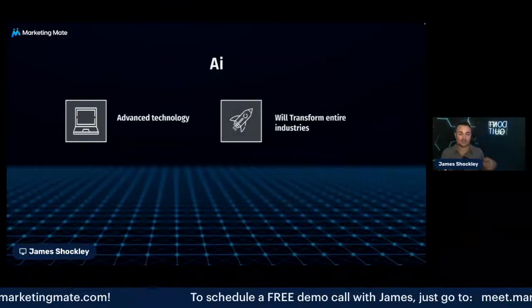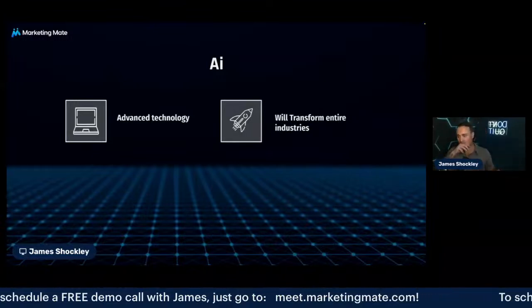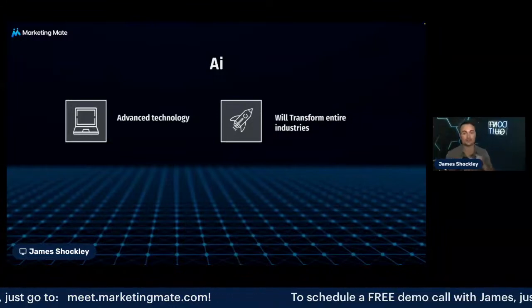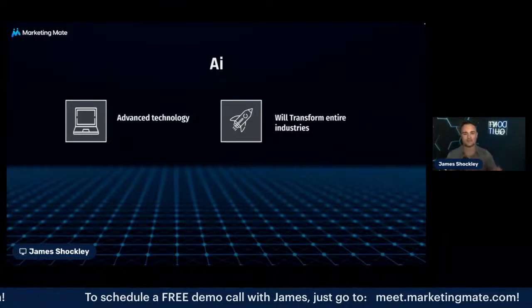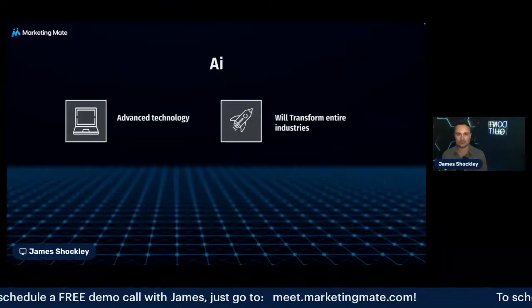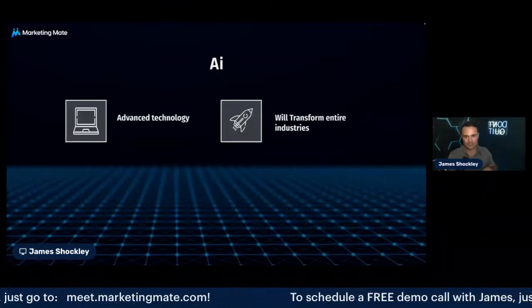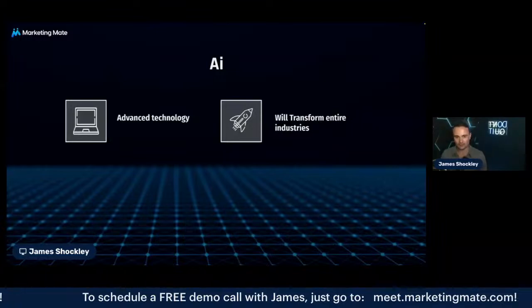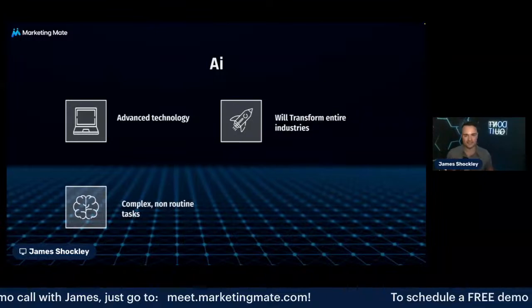Now, I think it's going to transform entire industries, right? Automation is great, it's helping industries, but AI, I think, is going to transform industries because now you can just have conversations with apps rather than search. You can ask that specific detailed question that you always want to ask rather than just reading a listicle article off of Google. It's complex and it's a non-routine task, right?